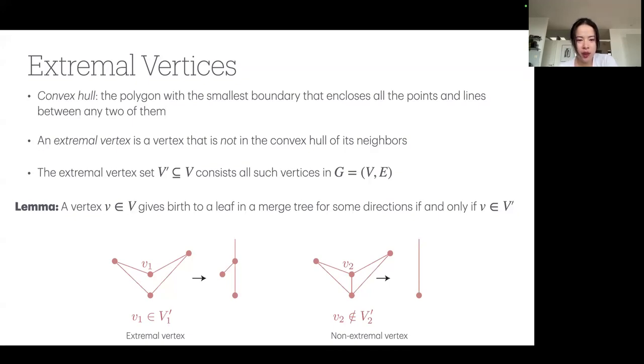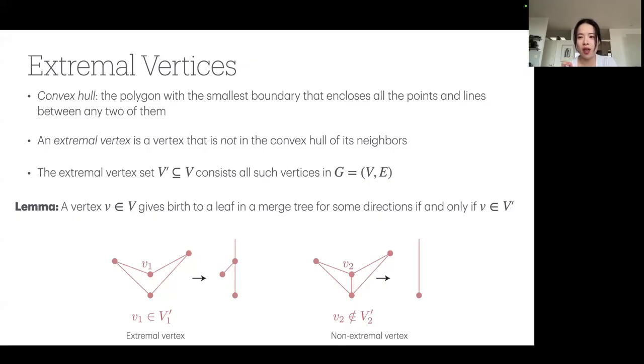So if we zoom in on V1, it has 2 neighbors, which are the top 2 vertices, and the convex hull of these 2 points is just the edge, and V1 is not in the convex hull of its neighbors, so it's an extremal vertex. What's important about this set of vertices is that they give birth to a leaf in a merge tree for some directions. And it's an if and only if condition. For example, for V1, if I take the direction that points towards the North Pole, I get a leaf that's generated by V1.